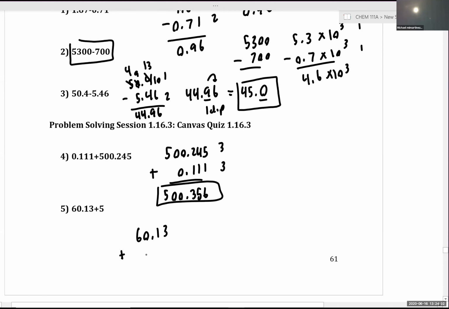So we have 60.13 plus 5. This number has 2 decimal places. 5 has 0 decimal places. That in turn gives us 65.13. If we round to 0 decimal places, 1 is less than 5. So we round down, and that in turn gives us 65.